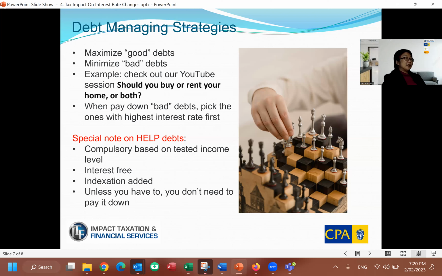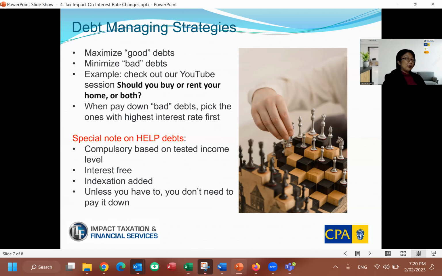Okay, and then a special note here that's very important, a lot of people don't know. HELP debt is actually interest free. Contrary to a lot of people's misconception, they thought there's interest added on top of it, but it's actually interest free. But the government does add an indexation on top. That's based on CPI, based on inflation every year. I think at the moment, this year is probably 3.9%.